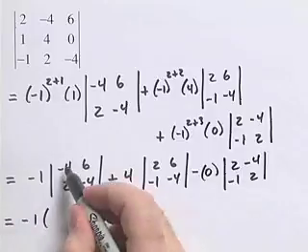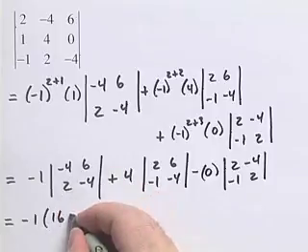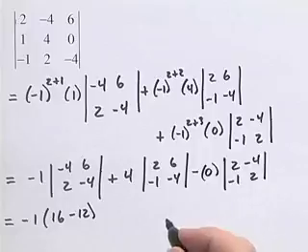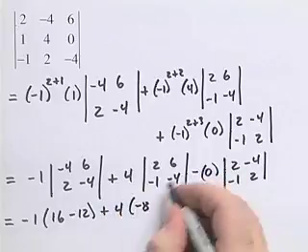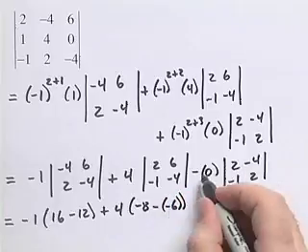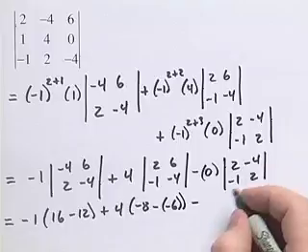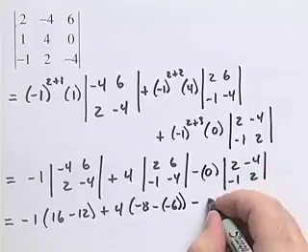Now when we do this determinant, negative 4 times negative 4 is 16. 2 times 6 is 12, so we'll have 16 minus 12. Plus 4 times, we'll get negative 8 minus negative 6. And since this is 0 times that determinant, we really don't need to evaluate that determinant because it's going to end up being 0 anyway.